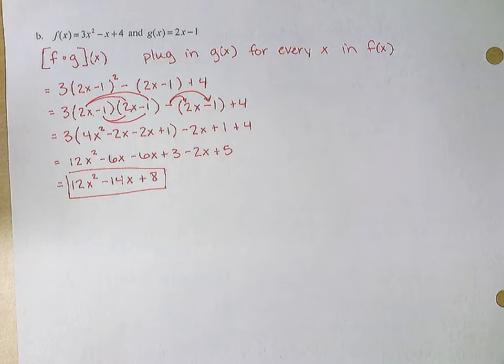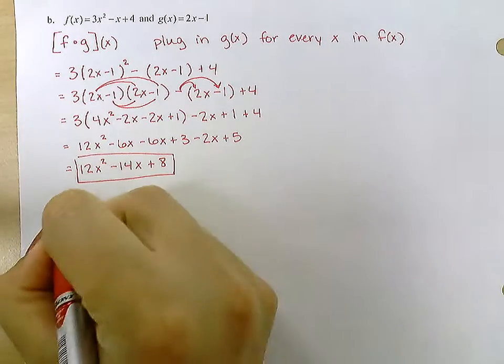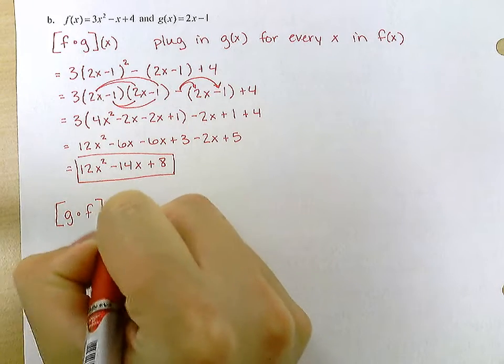Now we have to do g of f. That one doesn't take as many steps. So that was finding f of g. Do you have questions on how I did that? So next, what we want to do is find g of f. So g of f of x.